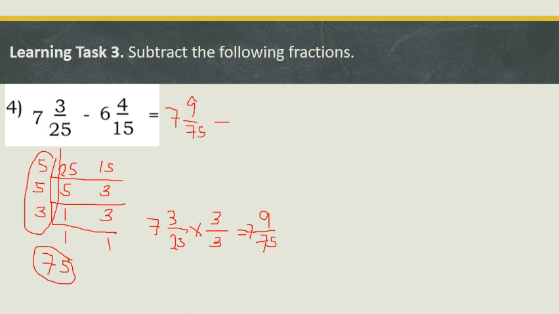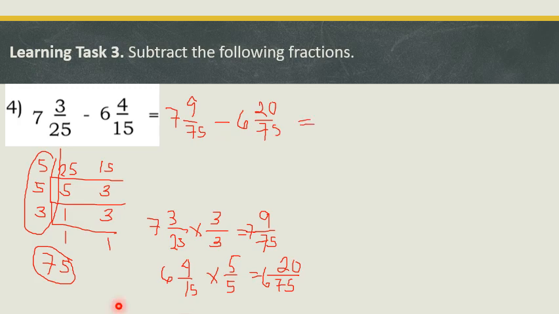Minus, so yung 6 and 4 15ths naman. Okay, so ano pwedeng i-multiply sa 15 para maging 75? So, pwede siyang i-multiply sa 5. So, ang 4 times 5 is 20. So, kaya siya magiging 6 and 20 over 75.